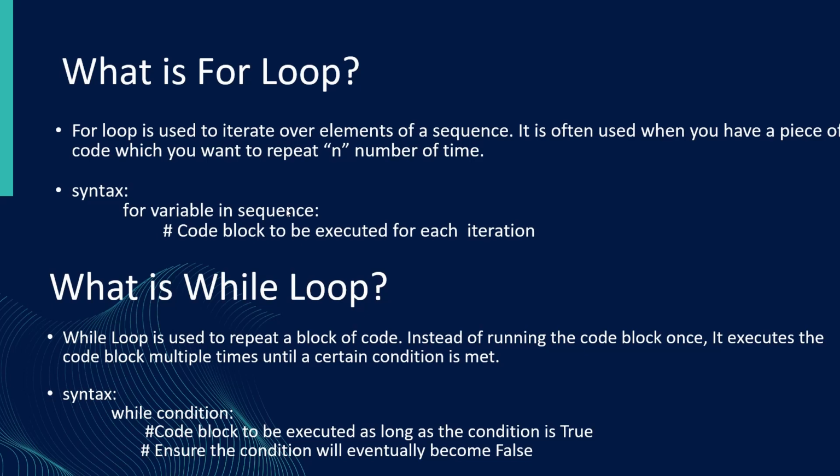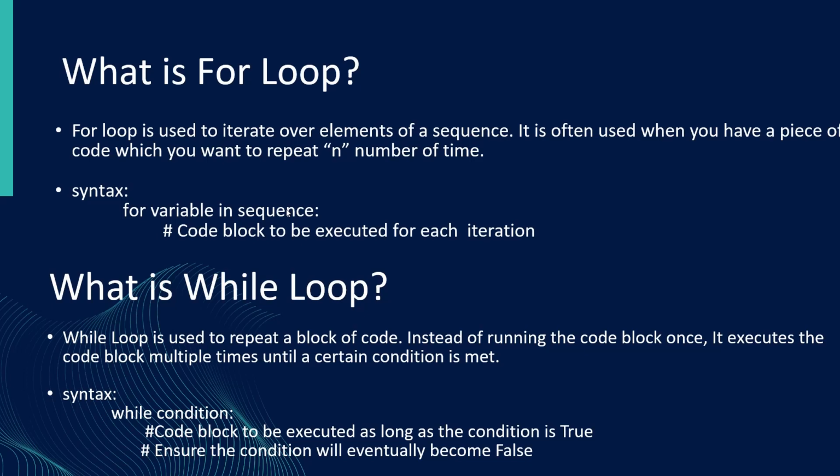Let me go to the second loop, which is the while loop. What is happening in a while loop? Before the very first step, before executing the block, it checks the condition. If the specific condition is true, then only your block is going to be executed. If the condition is not true, the block is not going to be executed. So these are the two different loops.